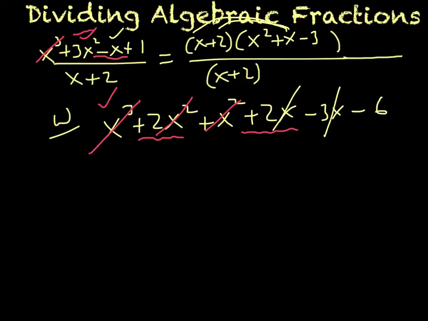But see, I'm left with this minus 6. If I were to multiply out these two brackets as they were, I'd be left with minus 6. That's not what I started with. I need a plus 1. So all I can do is adjust and say I need to add a 7 to what I started with, in order to make this minus 6 plus 1.